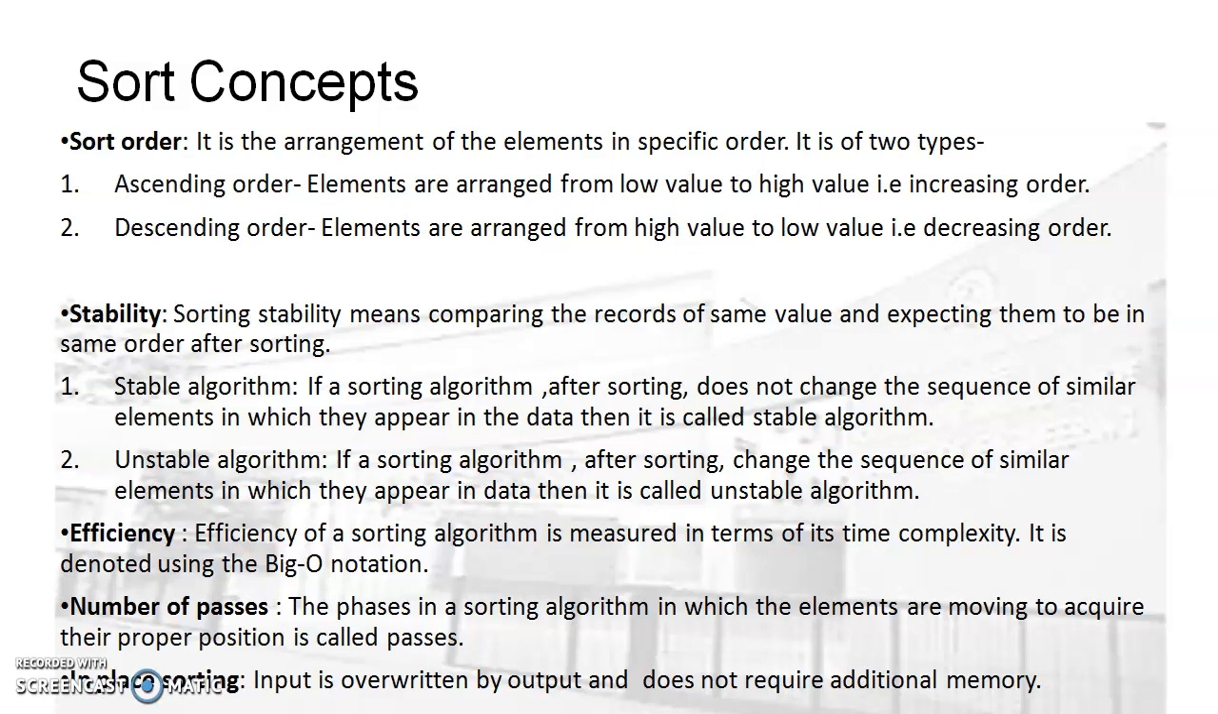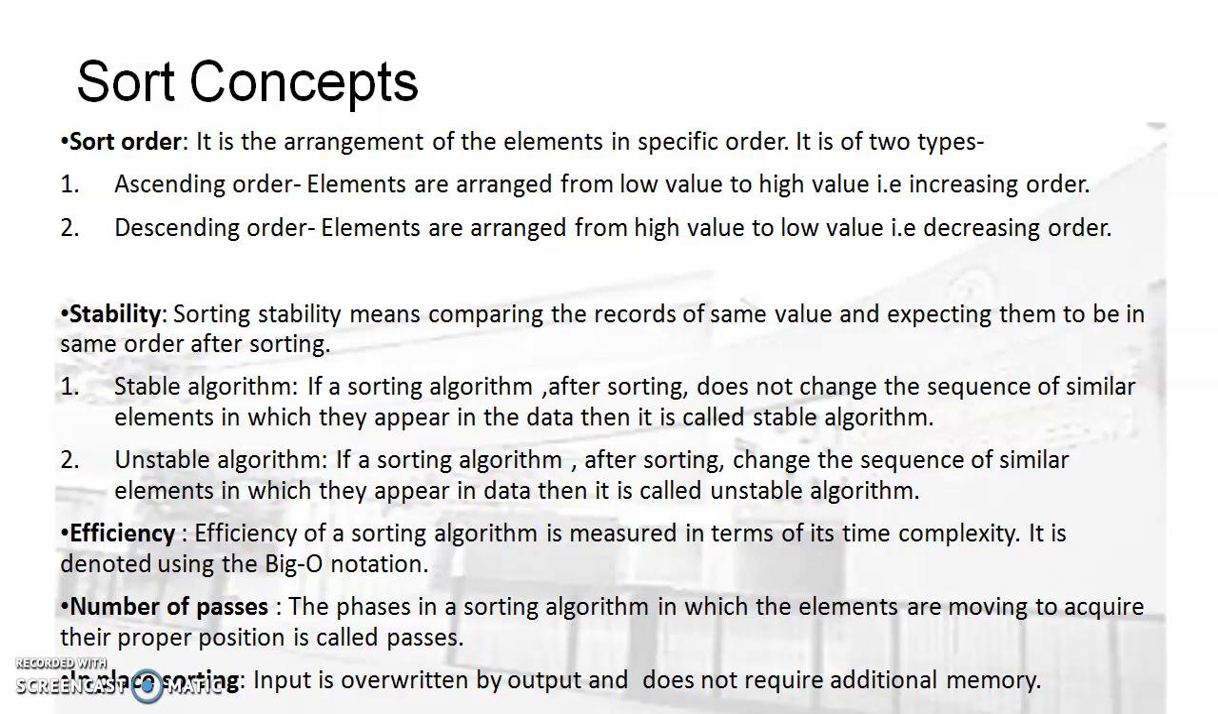There is a concept called sort order. Sort order is the arrangement of the elements in specific order. Basically, there are two types of sorting orders, ascending order and descending order. In ascending order, the elements are arranged from low value to high value. That is, they are organized in an increasing order. Whereas in case of descending order, the elements are arranged from high value to low value. That is, they are organized in decreasing order.